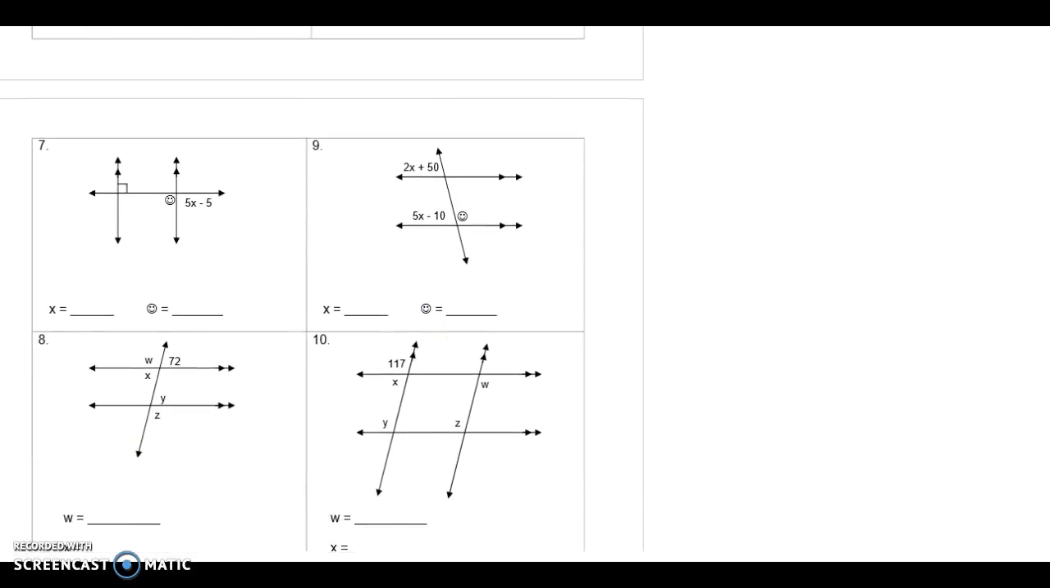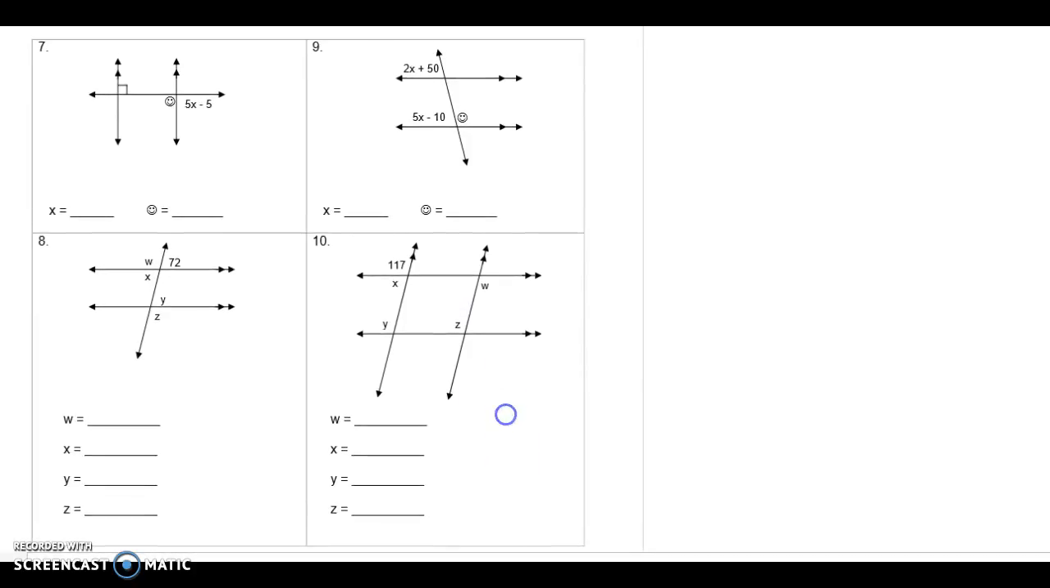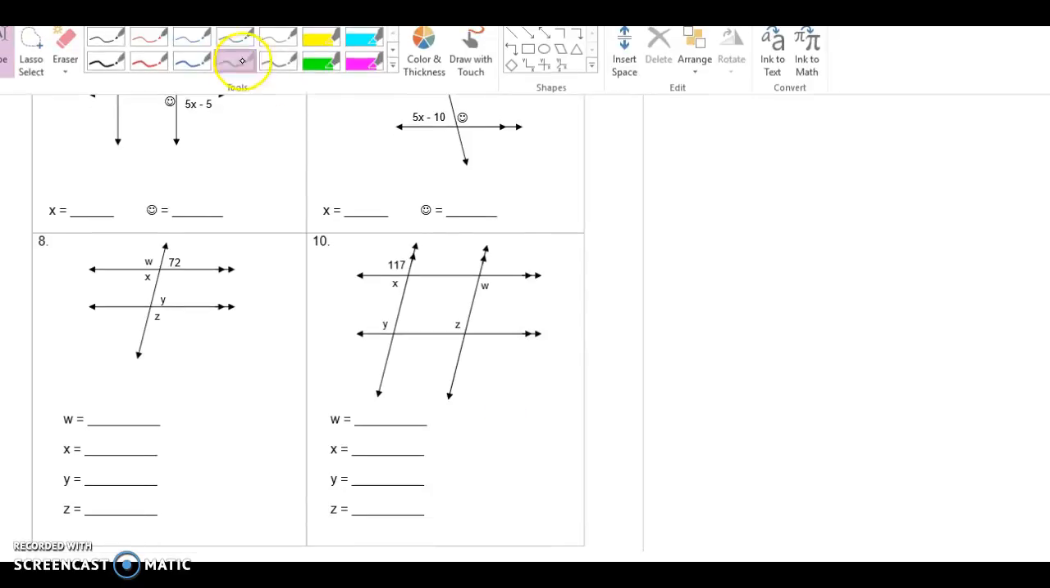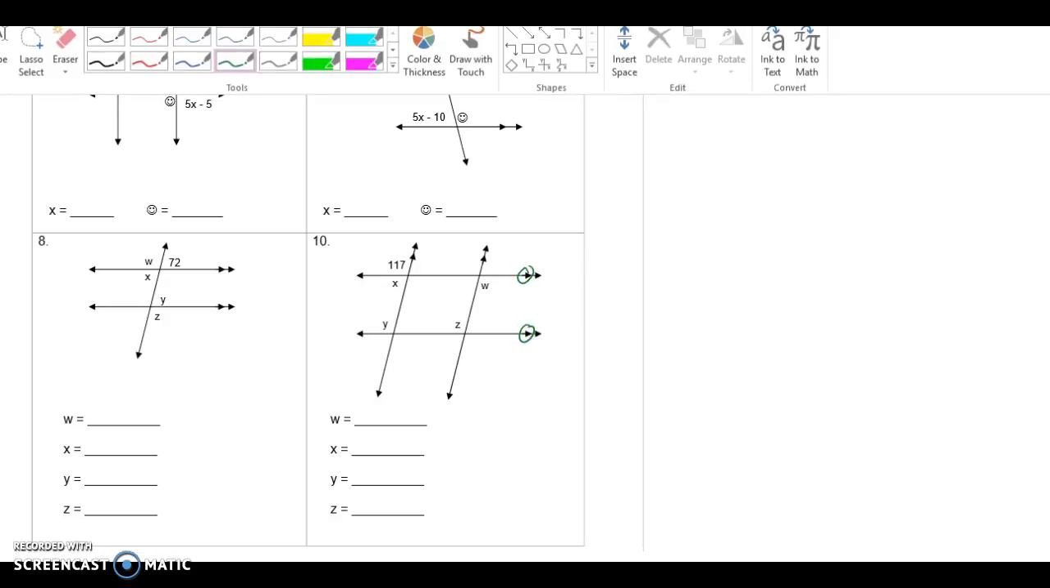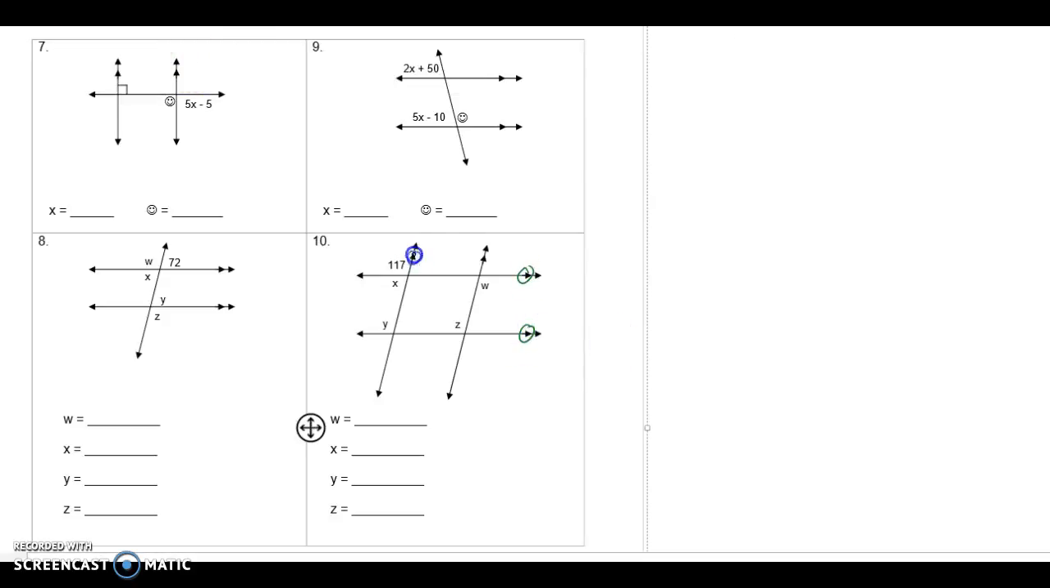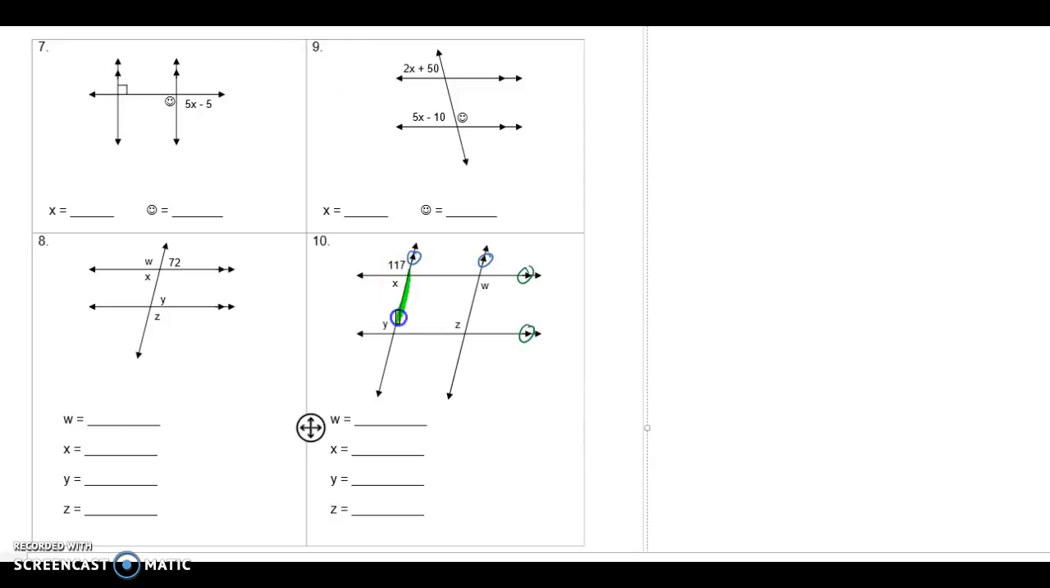And then let's take a look at number 10. This one's kind of an interesting problem here. We want to find out what W, X, Y, and Z are. We have all these different angles. Now, here's the cool part with this. We actually end up having 2 pairs of parallel lines, here and here. Here and here. And later on, you're going to learn that we have a special name for this shape right here. It's called a parallelogram because both pairs of opposite sides will be parallel.